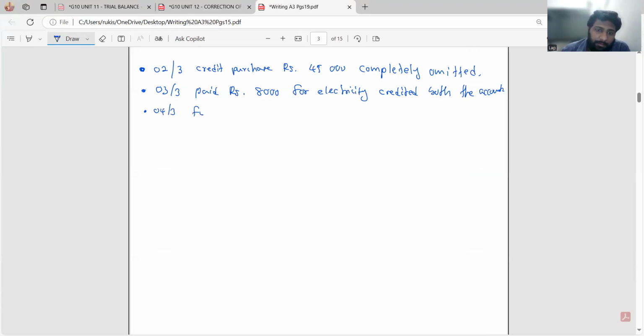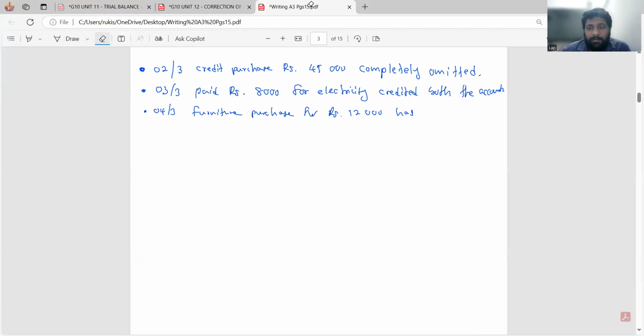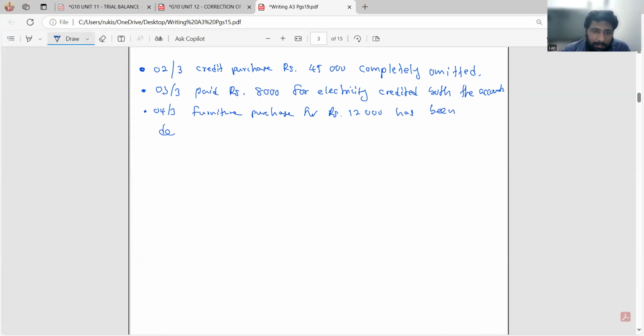4, 3: furniture purchase for rupees 12,000 has been debited to the purchase account. We can't debit it to the purchase account. So mistakenly you have debited it to the purchase account.